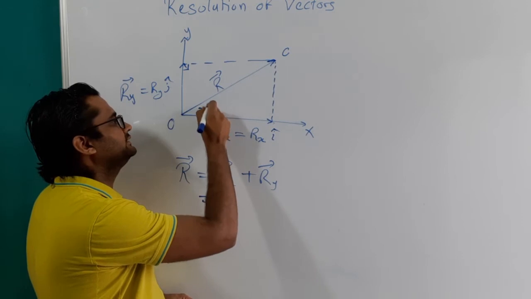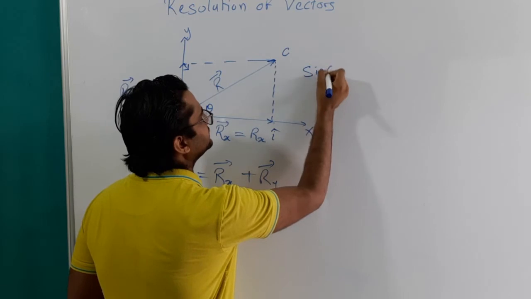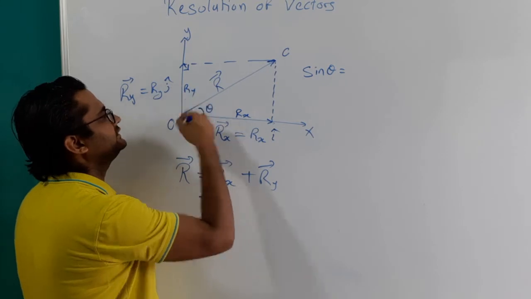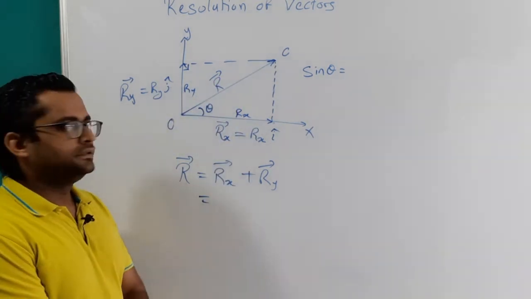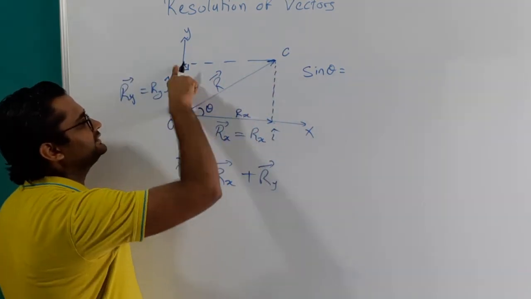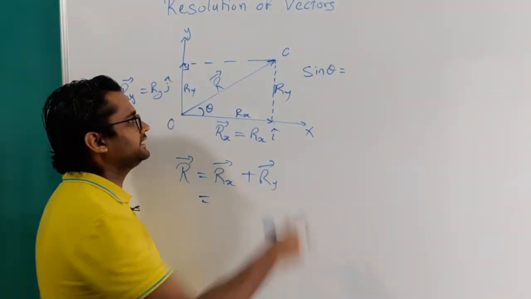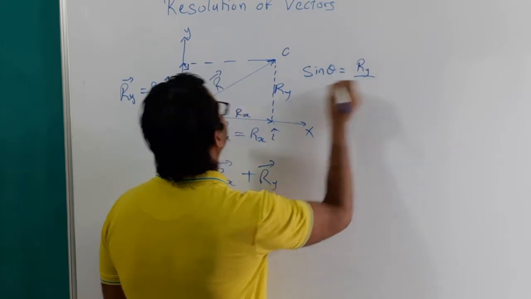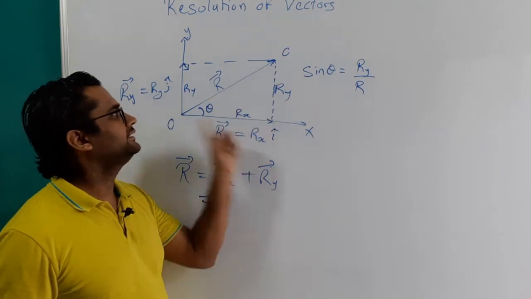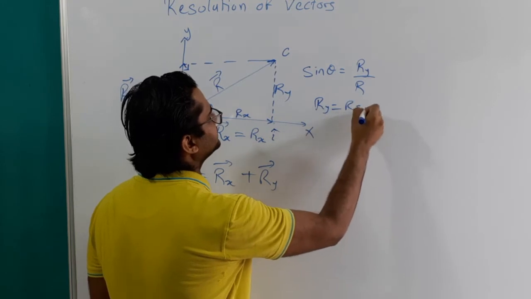If we take this angle as theta, then what can we write here from the figure? Sine theta. Let us say this length is rx, this length is ry, this is r. Sine theta will be opposite side upon hypotenuse. This opposite side is equal to ry, since it's a rectangle. So sine theta equals ry upon r. So we can write ry equal to r sine theta.